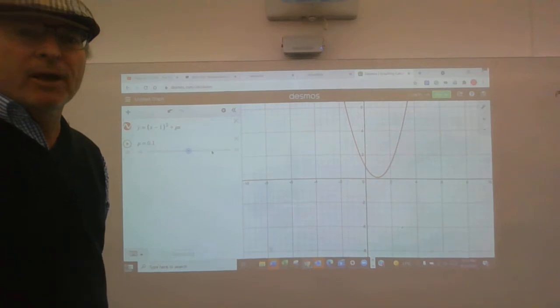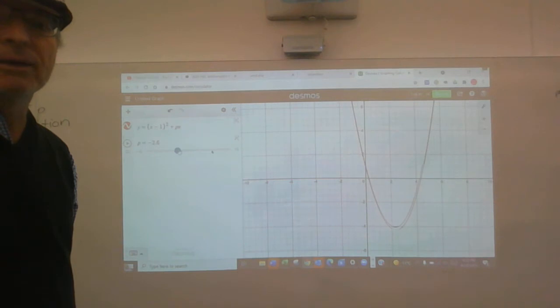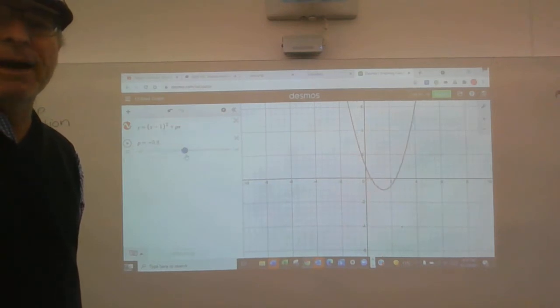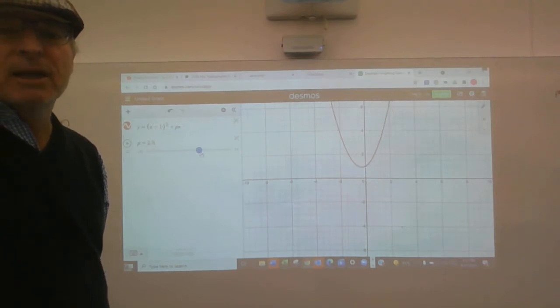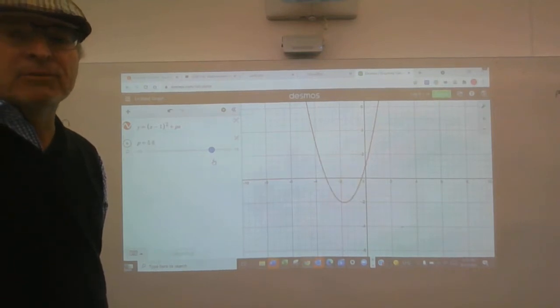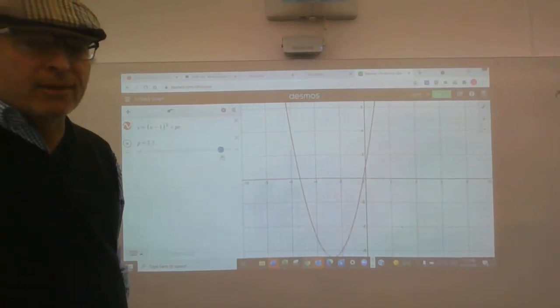So if I grab this slider and slide it along, you can see the parabola moving. The more negative I get, it just goes down. And as it gets positive, up it comes. See, p is 0 there. Then p goes up to about 2-ish, and it's on the axis. Then p is 4 there, and now p is 5, 6, 7, 8, and it goes down there. So as you change the value of p, this parabola moves around the number plane.